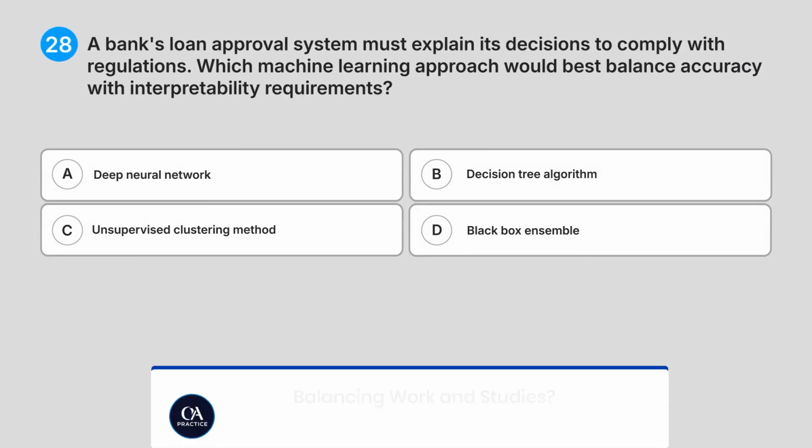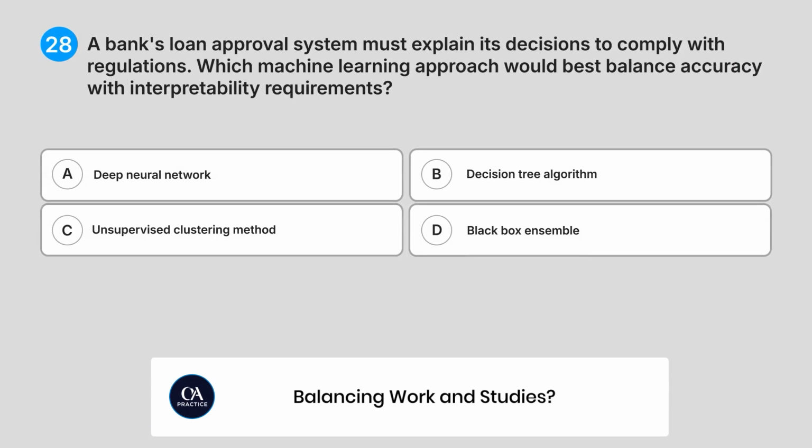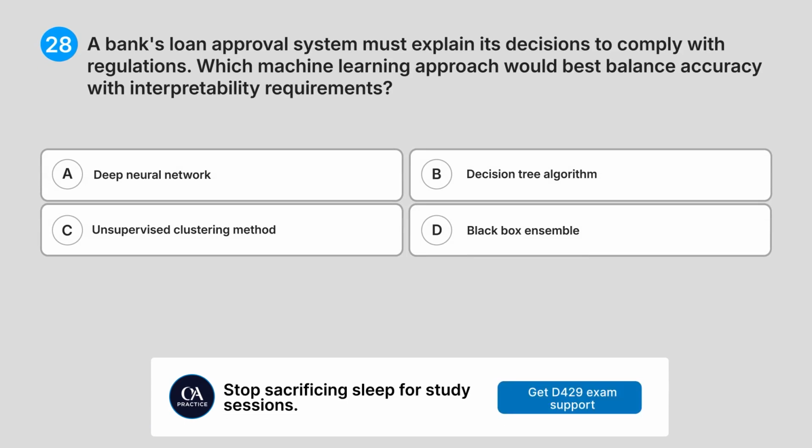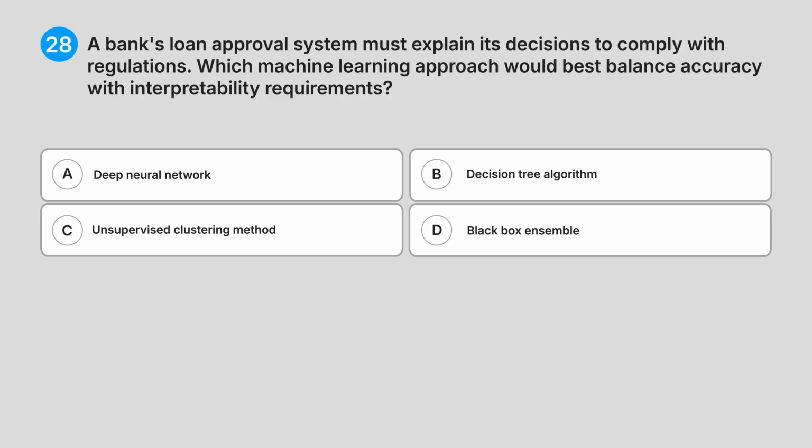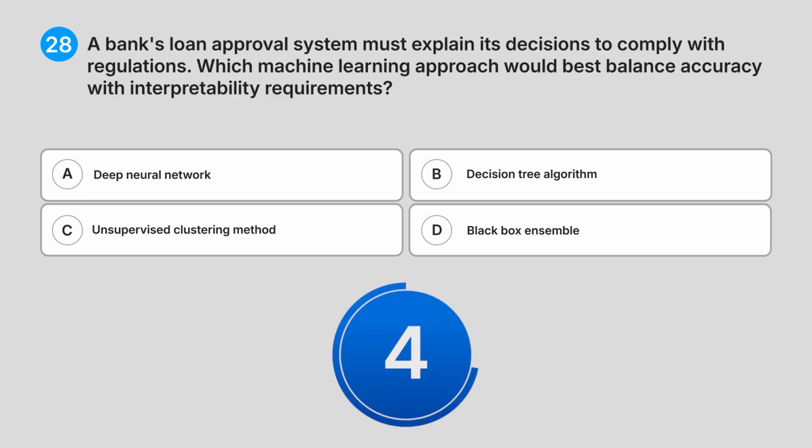28. A bank's loan approval system must explain its decisions to comply with regulations. Which machine learning approach would best balance accuracy with interpretability requirements? A. Deep neural network. B. Decision tree algorithm. C. Unsupervised clustering method. D. Black box ensemble. Do you know the answer?